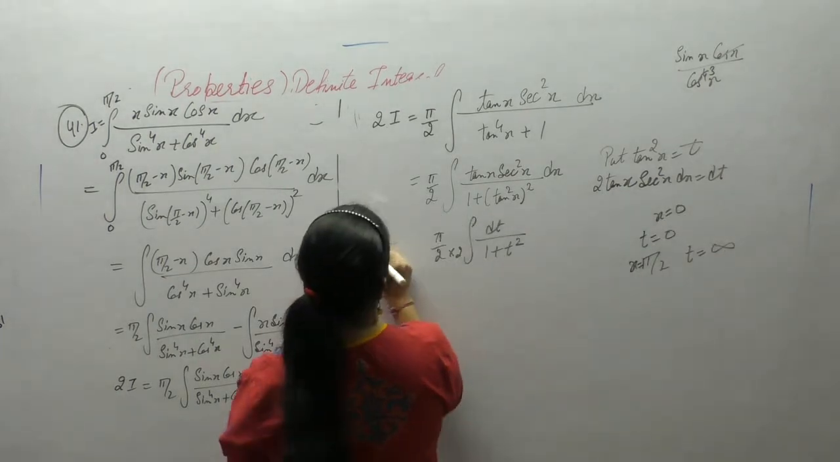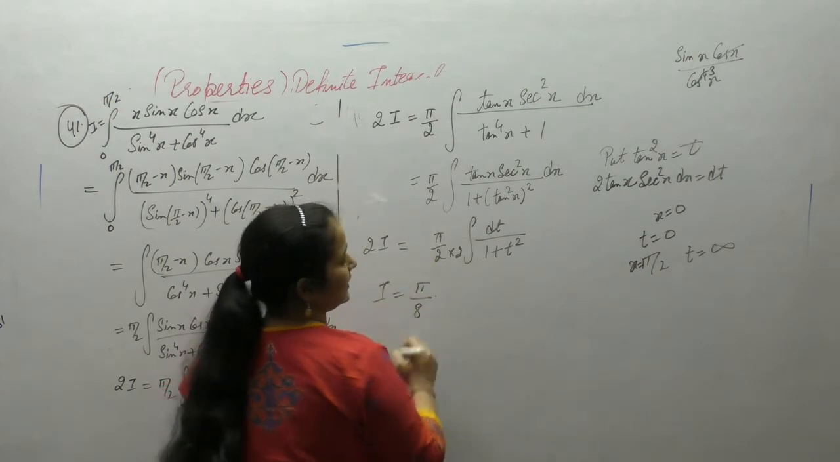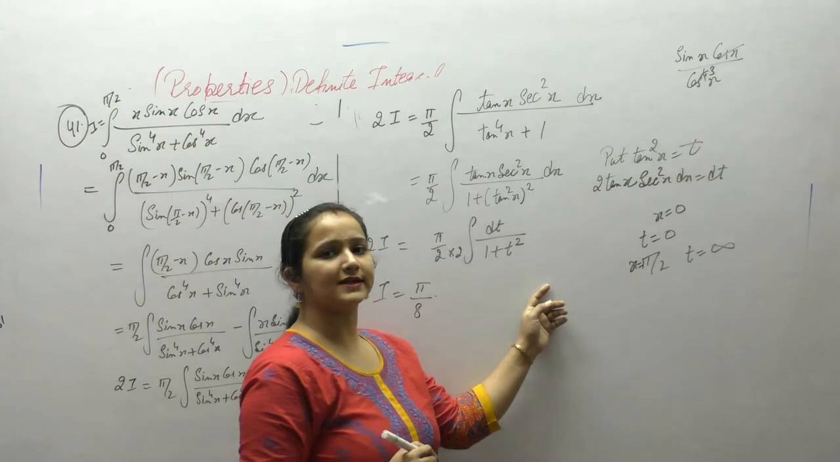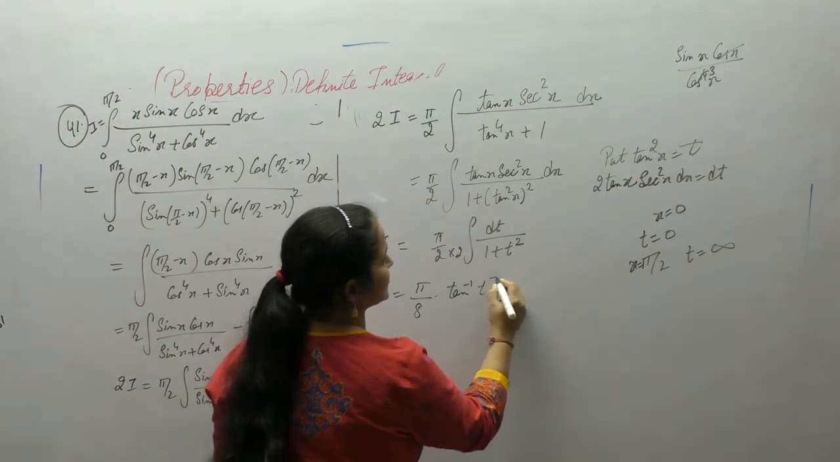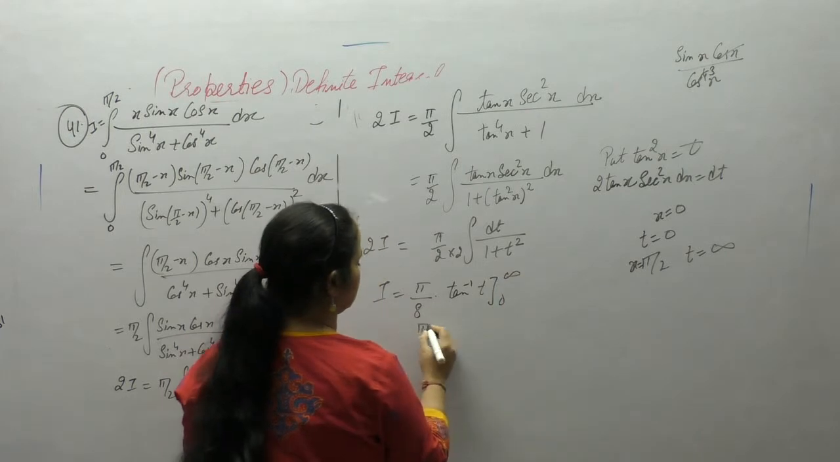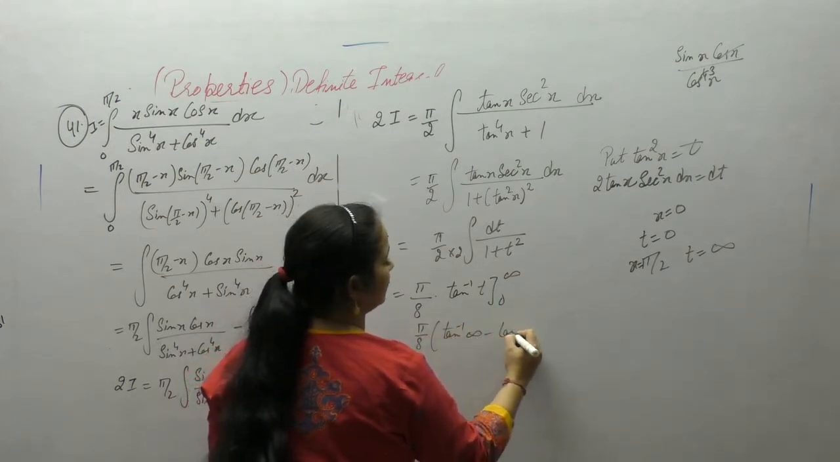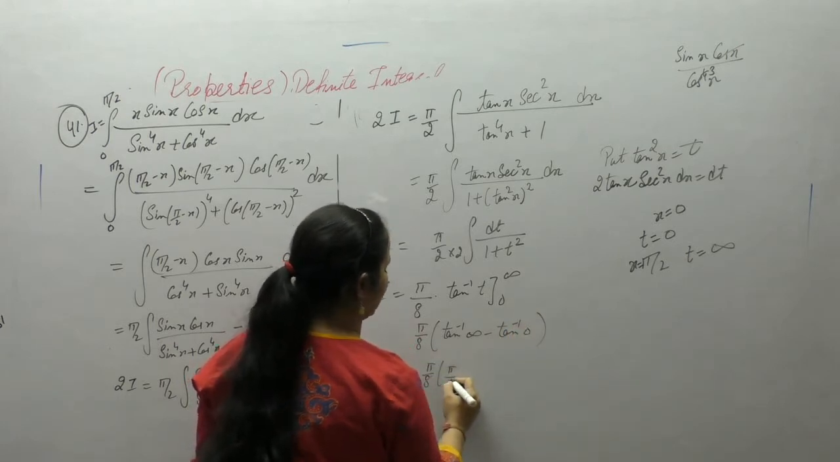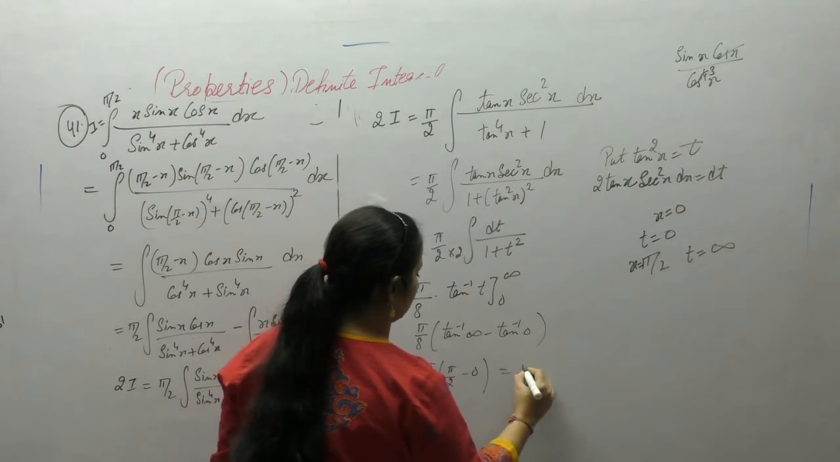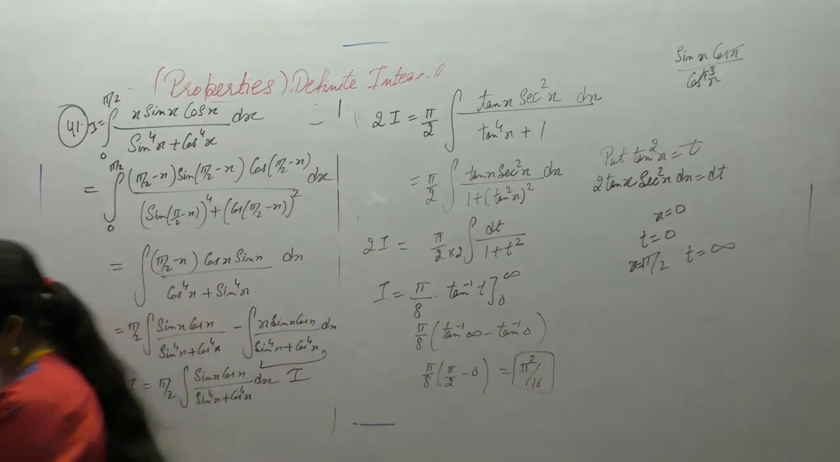I is pi by 8 times the integral of 1 upon x square plus a square, which is 1 upon a tan inverse x upon a. Tan inverse infinity is pi by 2 and tan inverse 0 is 0. So the answer is pi square by 16.